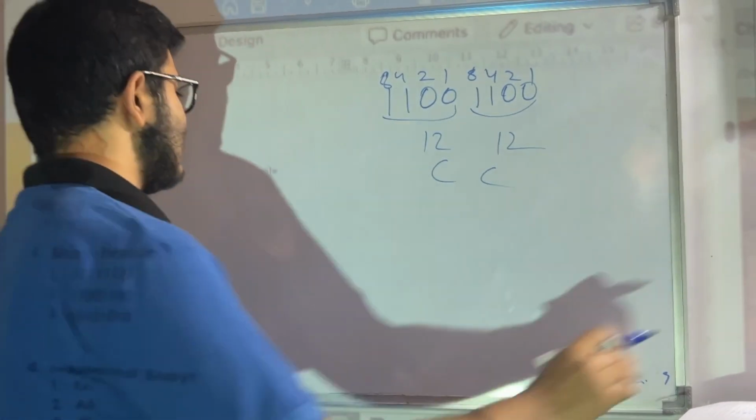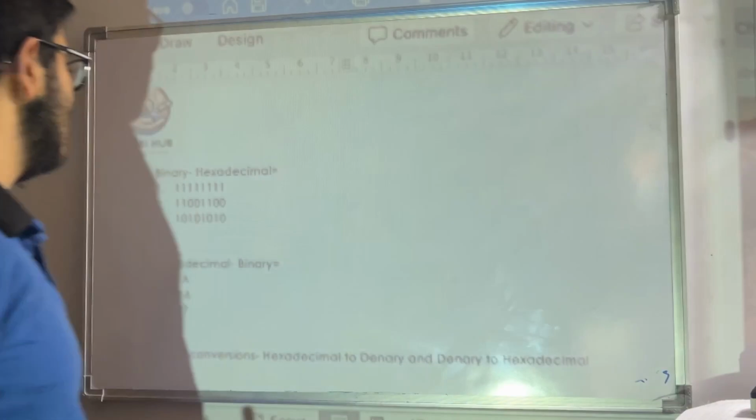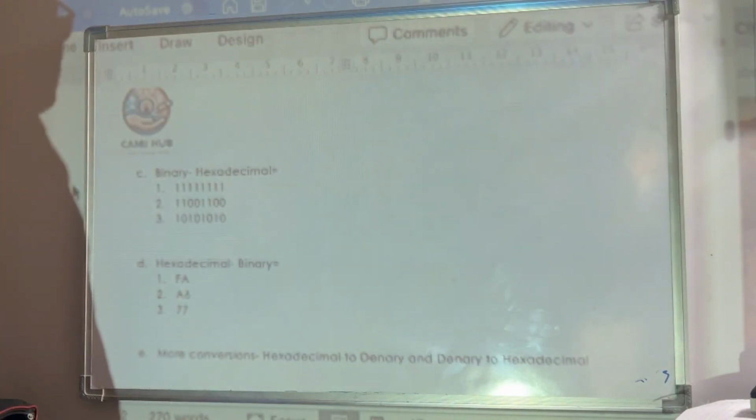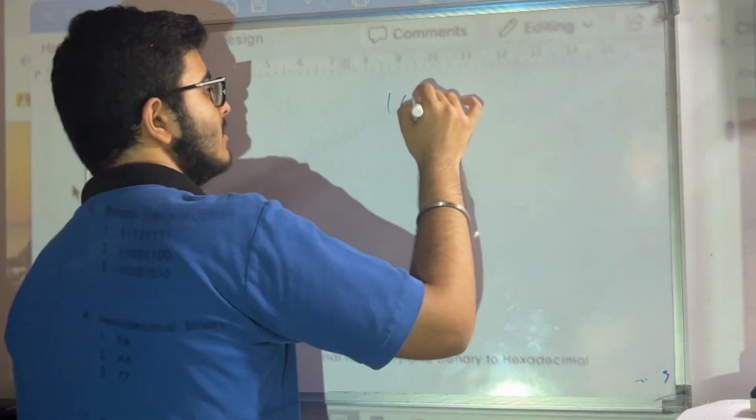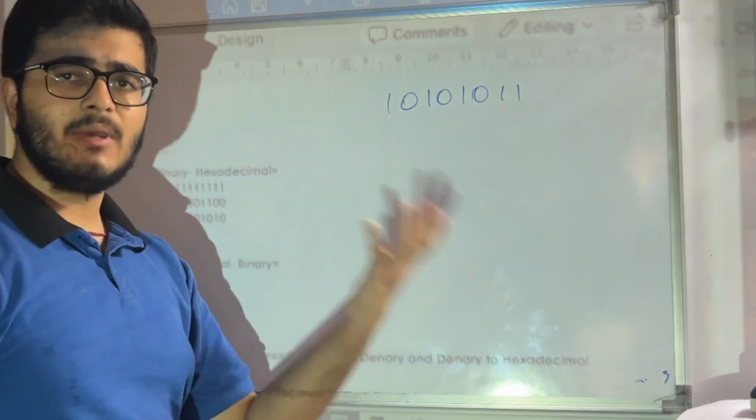Right? Let's do the last example we have in the worksheet. The last example in the worksheet is 10101010. Actually, 10101011. Let's change it a bit so that I can give you a variety of examples.